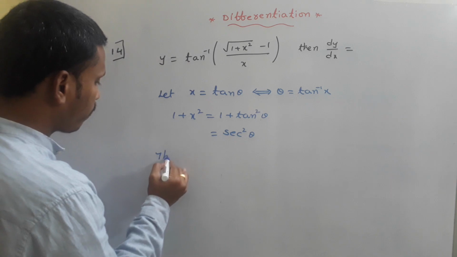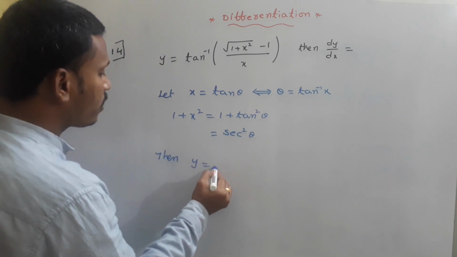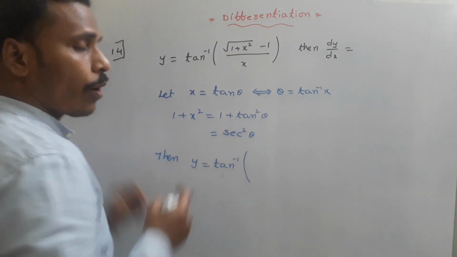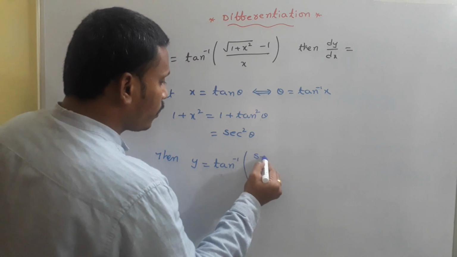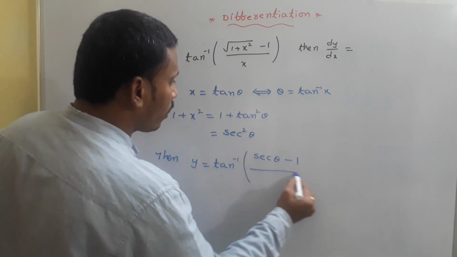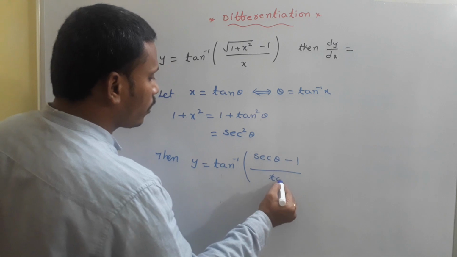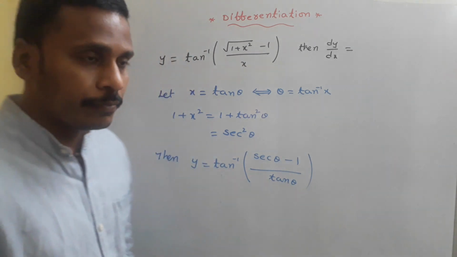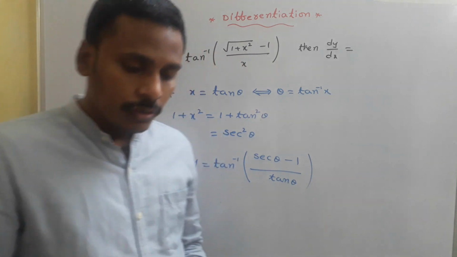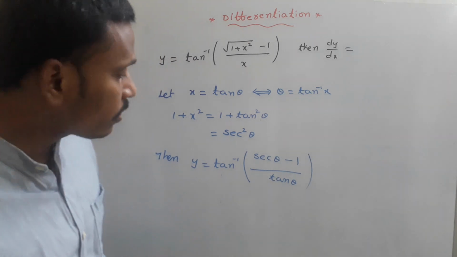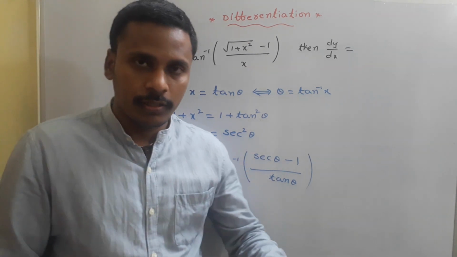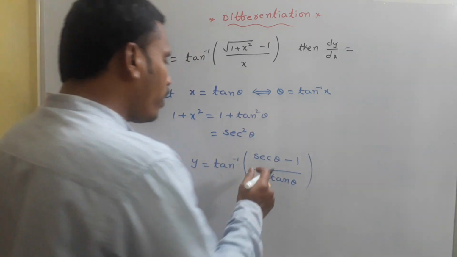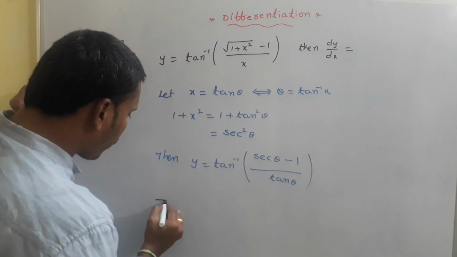Then y is equal to tan inverse of root 1 plus x square, which means root of secant square theta, which is secant theta, minus 1 divided by x, which is tan theta. So now we have tan inverse of secant theta minus 1 by tan theta. Try to simplify using trigonometric ideas. What is secant theta? 1 by cos theta. And tan theta is sin theta by cos theta.